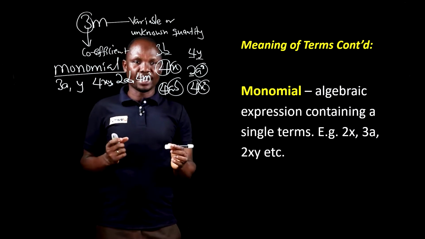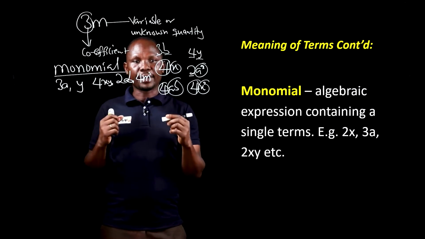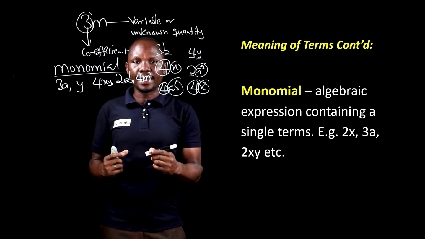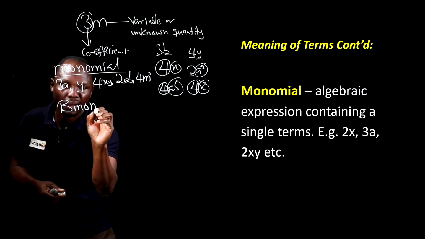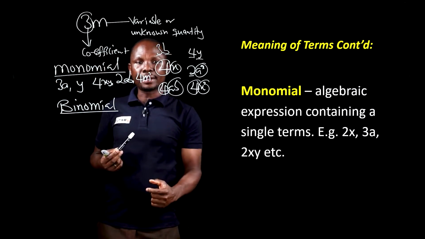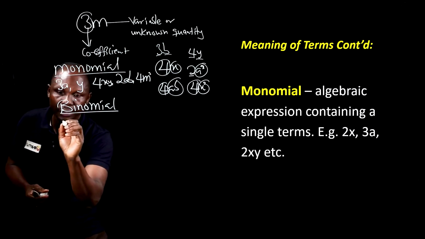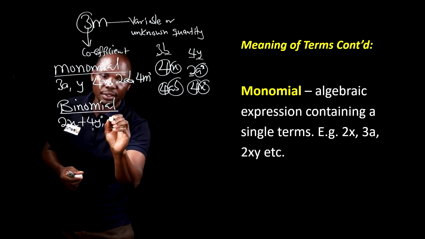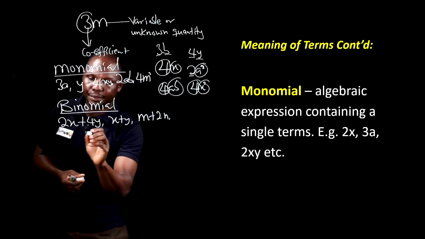When two monomials are connected by an addition sign or a subtraction sign, they become a binomial. So a binomial is an algebraic expression containing two terms. For example, 2x plus 4y is a binomial. x plus y is a binomial. m plus 2n is a binomial.